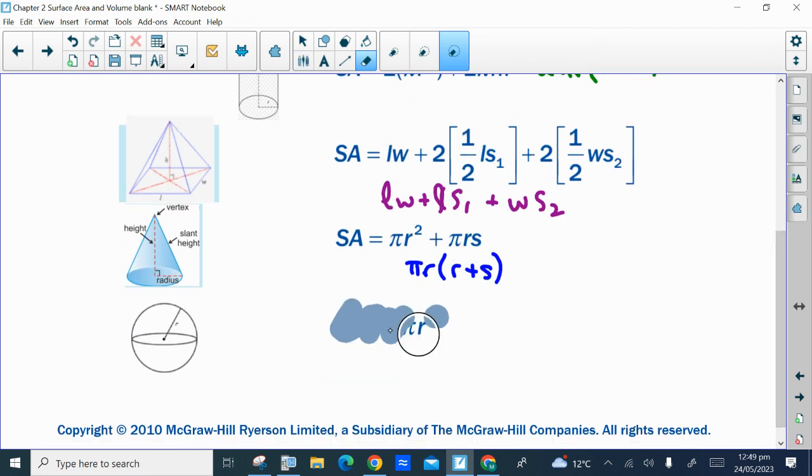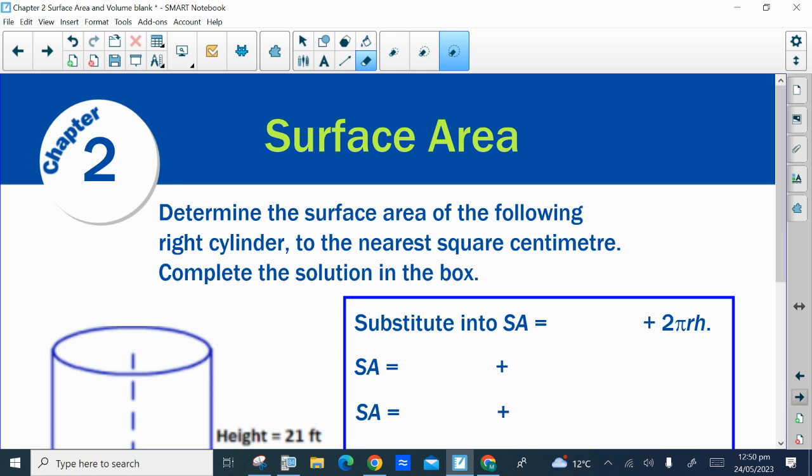The last one is a sphere. That's a ball. And the formula for surface area of a sphere is just 4 pi r squared. R is the radius of the sphere. That's how you find the surface area of a ball. And that formula, again, is on your formula sheet. So you don't have to memorize these. They're all given to you.